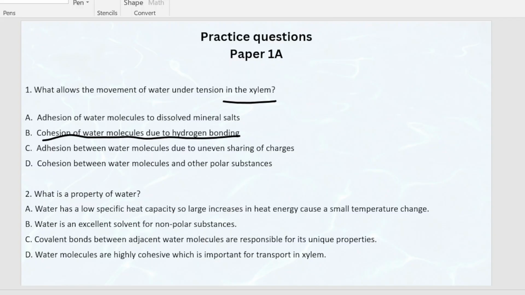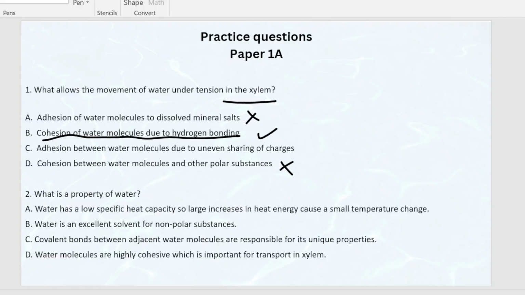because water moves in the xylem, under tension, due to hydrogen bond. So it's not force of adhesion. And this other one, option D, is cohesion between water molecule and polar. Cohesion does not happen like that, it is between water and water. So the answer is B.